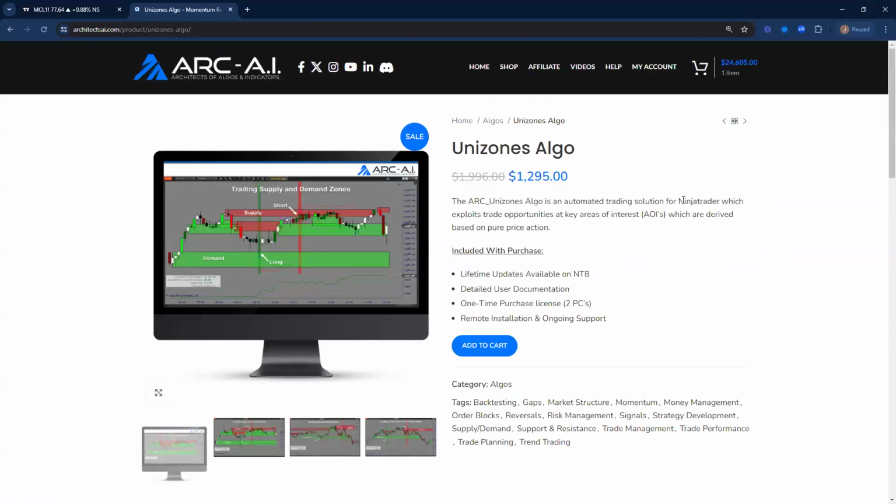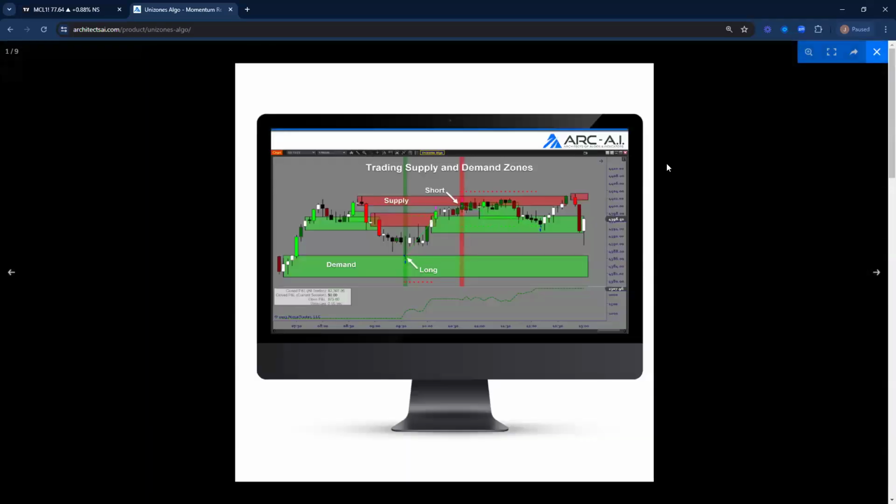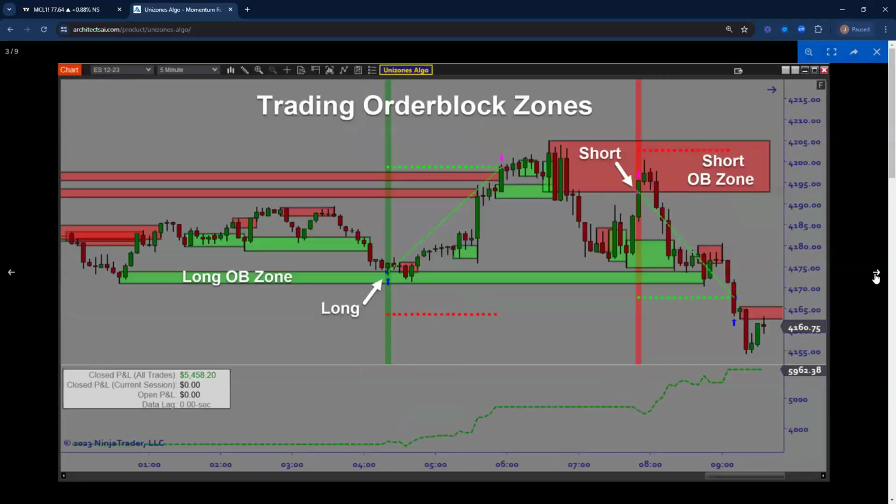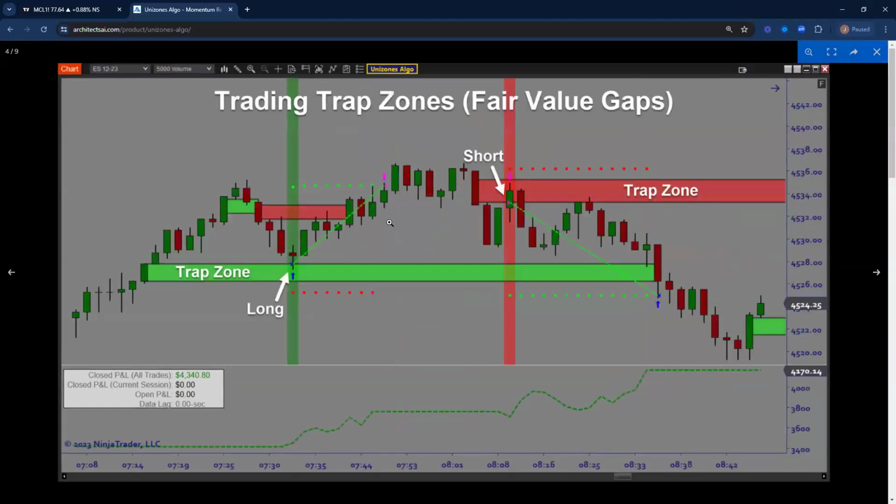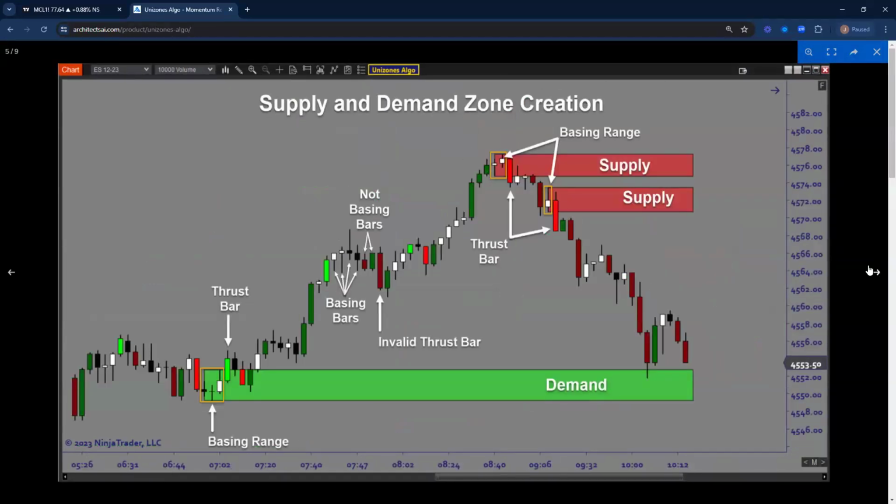Unizones, supply and demand. I like these setups a lot in the right conditions. They work very, very well if you trade them in the right locations. The algo doesn't know if you're trading into major support, resistance, and so on. So I think personally, on higher time frames, you could trade the traps, which is this fair value gap. This is what the trap is. We have order blocks built into it. We have supply and demand zones built into it.